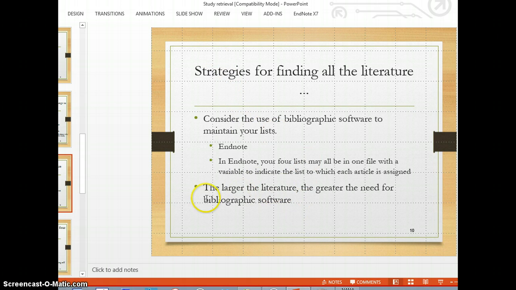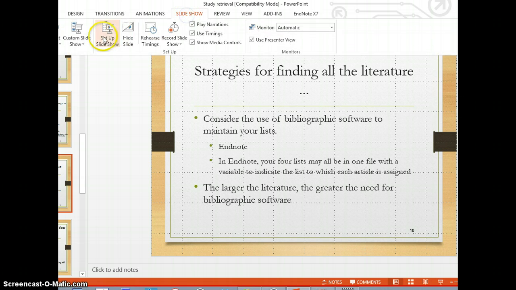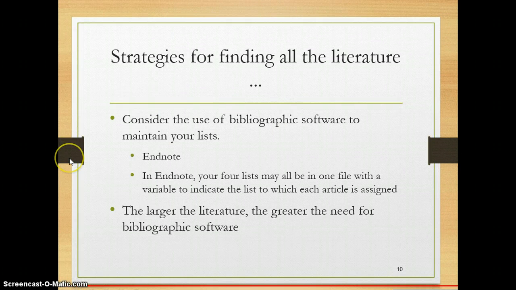And the larger your systematic search, the more literature you identify, the more likely you are to need bibliographic software. If you're doing a smaller search, in the sense that you're less likely to identify a large number of studies, in that instance you might be able to get by with just manually recording information in Excel.